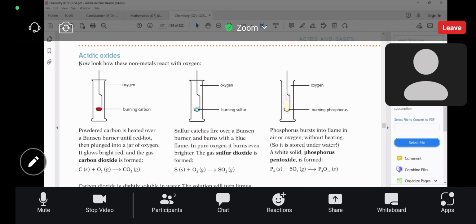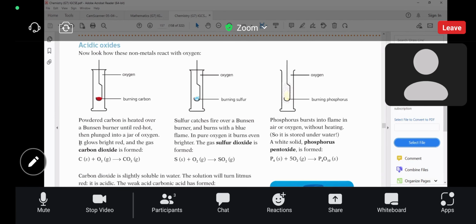Right, now acidic oxides. Look how these non-metals react with oxygen. For example, carbon is a non-metal, sulfur is a non-metal, and phosphorus is also a non-metal. When we burn them, we make them react with oxygen. Here in this container we have oxygen, and this is burning carbon.